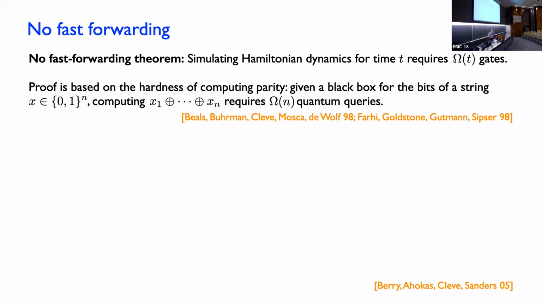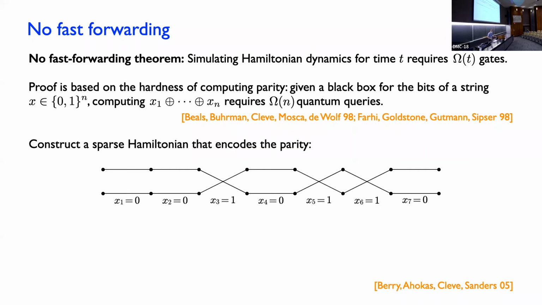Okay, so let me give you an example that shows, in this black box world, that there are Hamiltonians that cannot be fast forwarded. What we're going to do is construct a sparse Hamiltonian that encodes this parity problem. Imagine that we have two paths, and we put in crossings wherever there's a bit that's a 1. That's shown here in an example where you have a string of 7 bits. Now, computing the parity of this string is equivalent to asking, is the top left vertex in this picture connected to the vertex on the top right or on the bottom right?